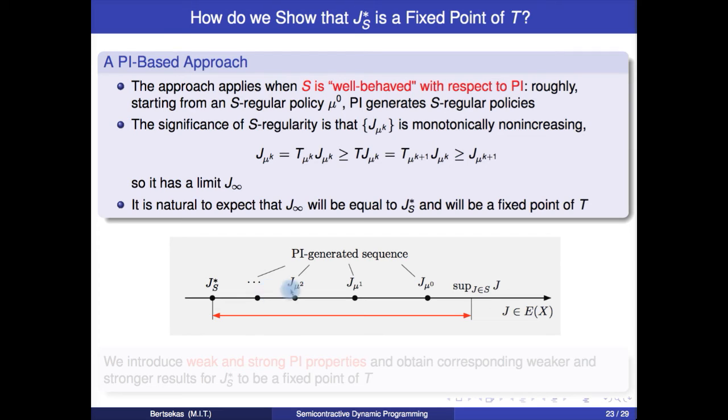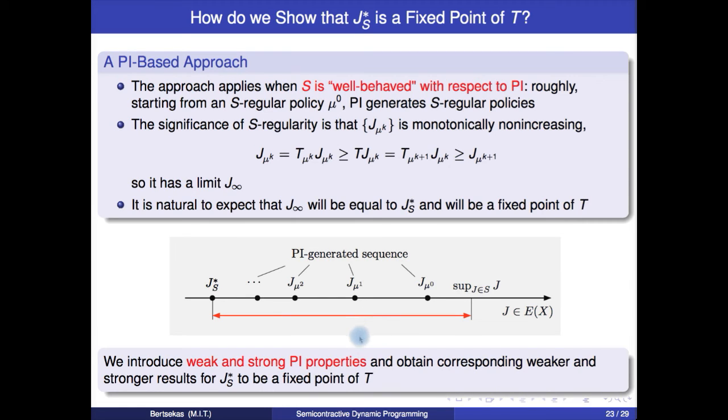So you would expect that if the limit can be taken through this relationship, first of all, J infinity will be a fixed point of T, and also that the limit is going to be equal to Js star. So in this way, we can prove that Js star is a fixed point of T under conditions that allow us to take the limit in this relationship.